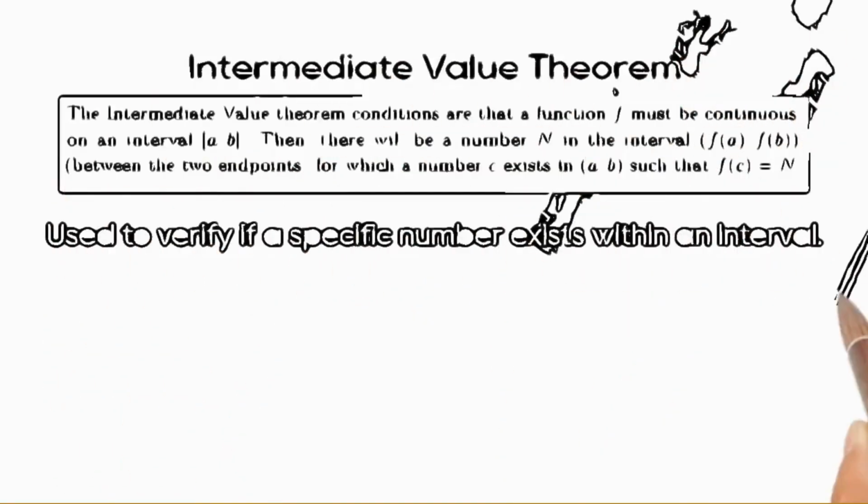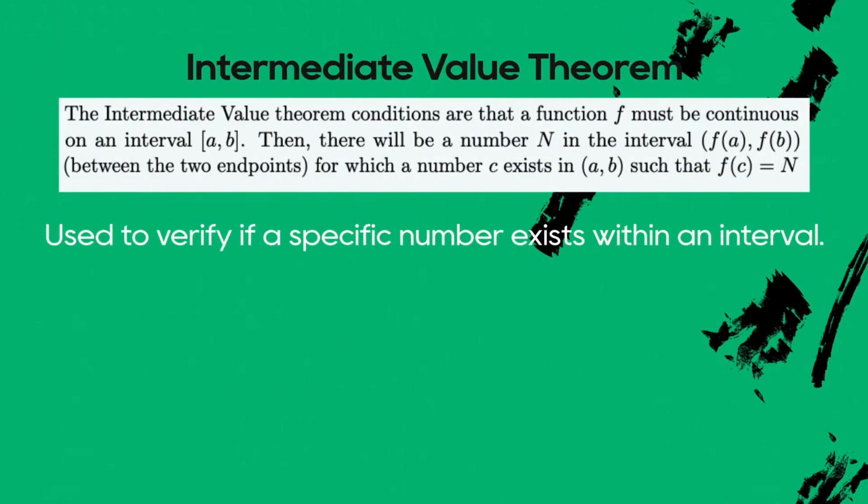Now let's go over the intermediate value theorem. The intermediate value theorem also has some conditions. Basically the function f must be continuous for the closed interval from a to b. And in that case, there will be a number n in the open interval between f of a and f of b, the two endpoints, such that there exists c in the open interval from a to b so that f of c equals n. This is used to verify if a specific number exists within an interval.